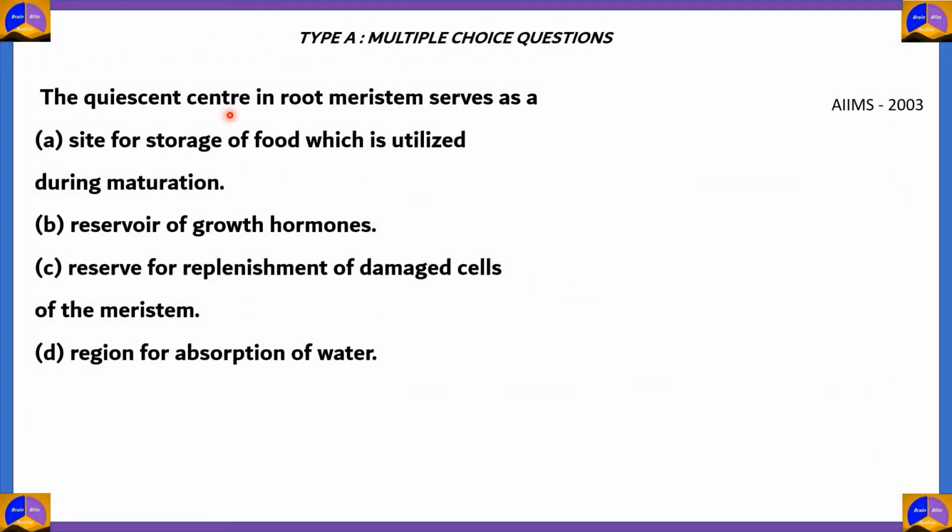The quiescent center in root meristem serves as a, option A, site for storage of food which is utilized during maturation, B, reservoir of growth hormones, C, reserve for replenishment of damaged cells of the meristem, D, region for absorption of water. Let's look at each of our options.